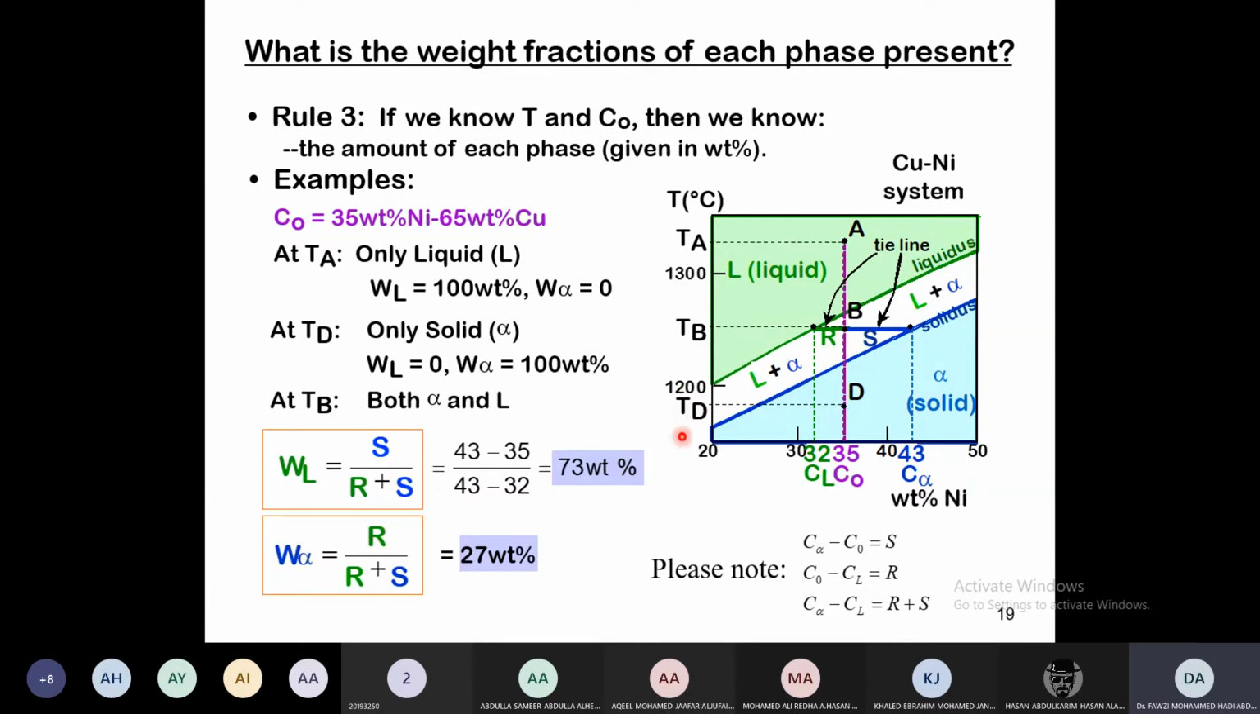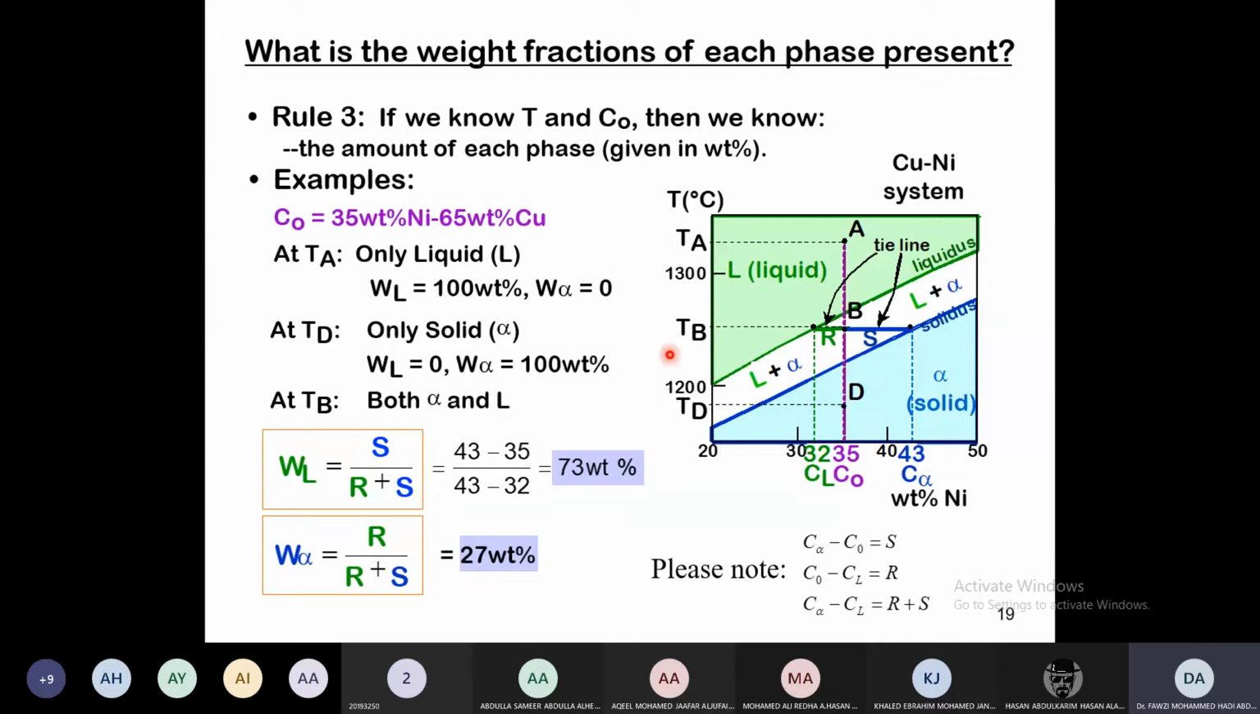The same thing at temperature TD, if you are anywhere here in the single phase region as well. Again, how many phases do you have? If you locate yourself here, then you have only one phase. What is this phase? It's an alpha solid solution. What's the composition of this phase? It is 35% by weight nickel. What is the weight percentage? It is 100% by weight alpha solid solution. So the weight percentage of the liquid is 0. You don't have any liquid there. Weight percentage of the solid, of the alpha, is 100%.